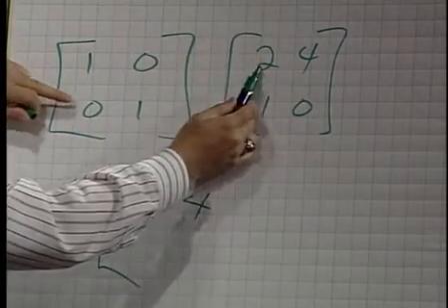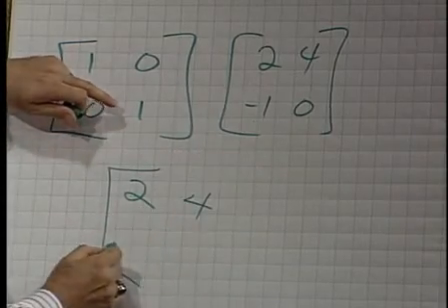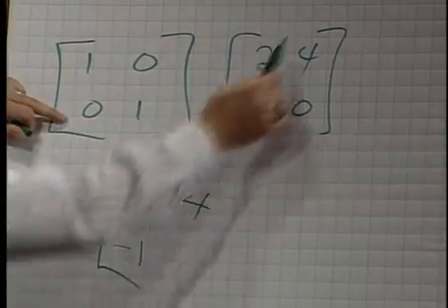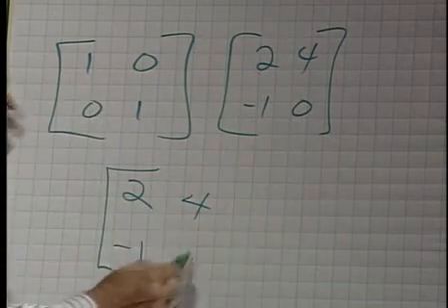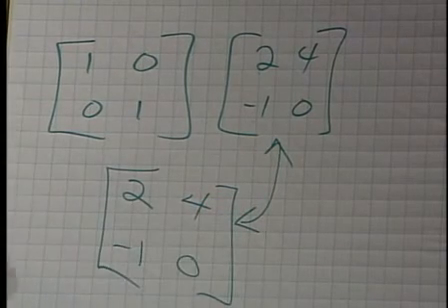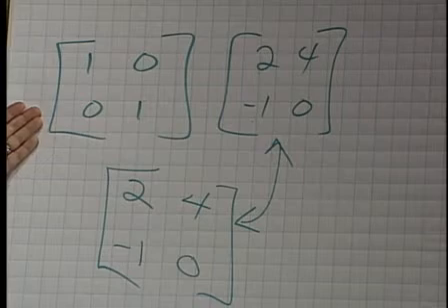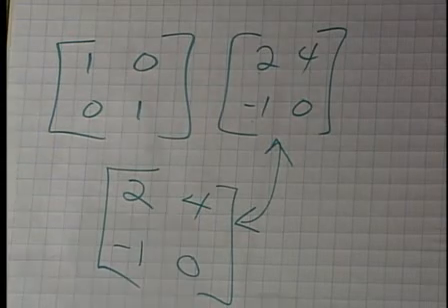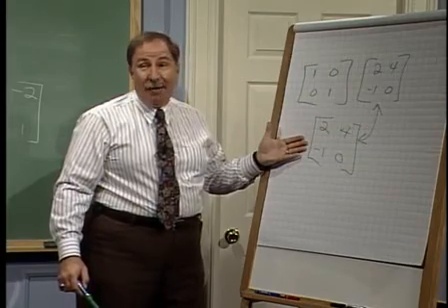Second row, first column: 0 times 2 plus 1 times -1 is -1. Second row times second column: 0 times 4 plus 1 times 0 is 0. Notice that these two matrices are identical. When you multiply by the identity matrix, it's the same thing as multiplying a number by 1. You wind up with the same answer.